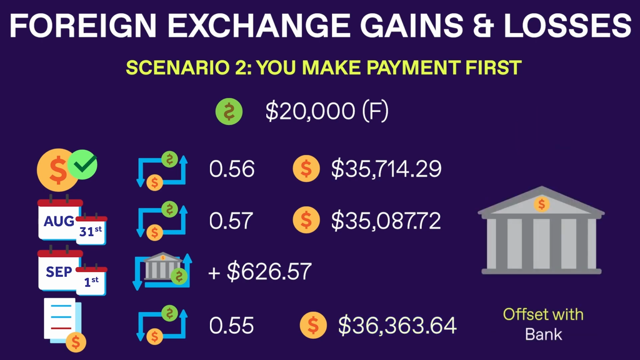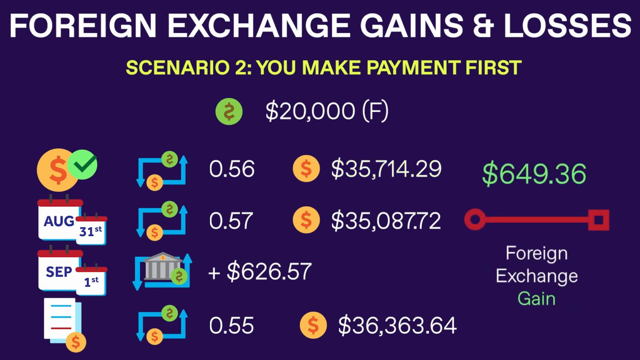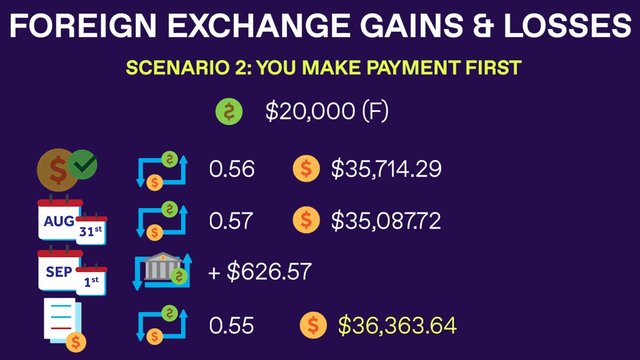We offset it with the deposit of $35,714.29, but there's a gap, and that is a credit of a foreign exchange gain of $649.36. This means that if we had paid for the invoice the day we received the invoice, we would have paid $649.36 more than what we actually did back the month before when we made that payment to the supplier. If the foreign exchange went against us and our currency became more valuable versus the foreign exchange currency, we would have a loss in this circumstance.